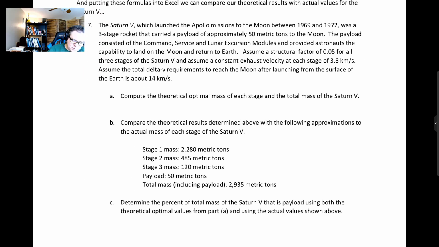So part A, compute the theoretical optimal mass for each stage and the total mass of the Saturn V. Part B will compare with some actual values that you can look up and confirm on Wikipedia. And what is the percent of the total mass of the Saturn V that was the payload? Let's compare theoretically what it would be and what it was in practice.